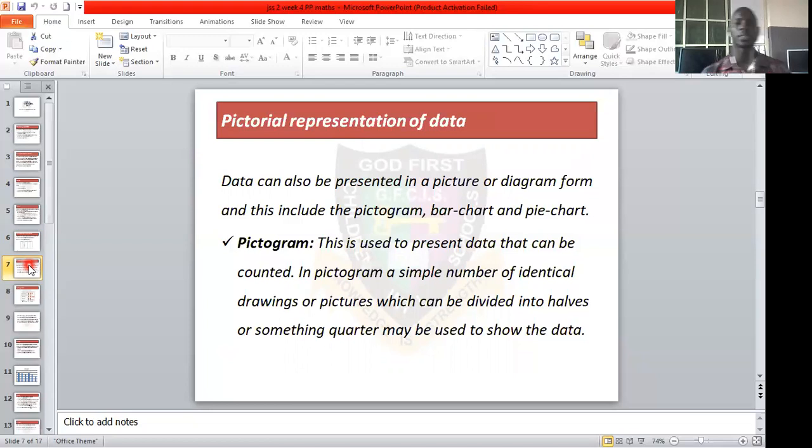Data can also be presented in a picture or diagram form, and this includes the pictogram, bar chart, and pie chart.